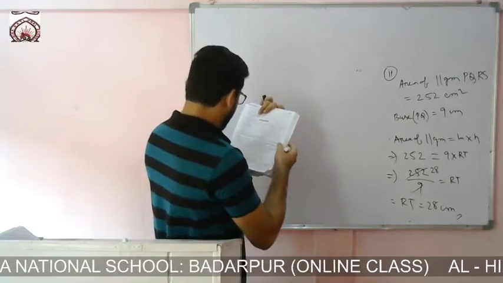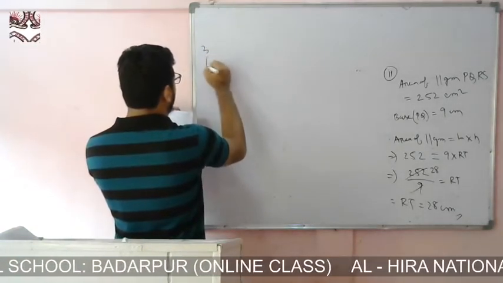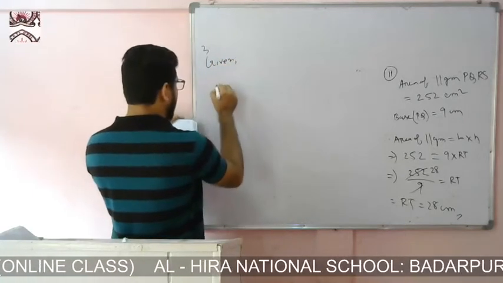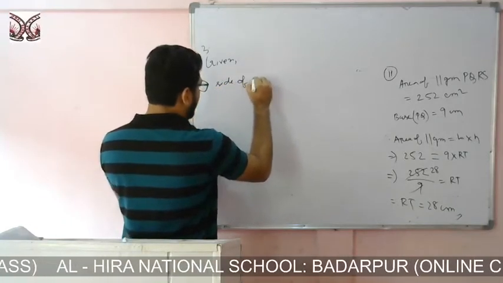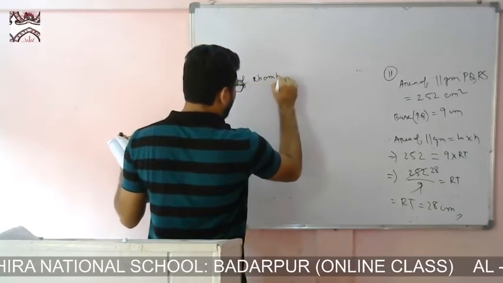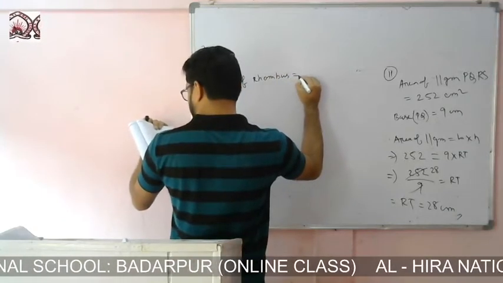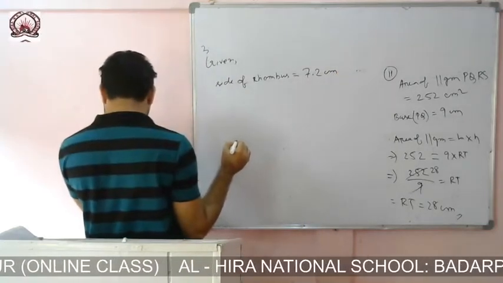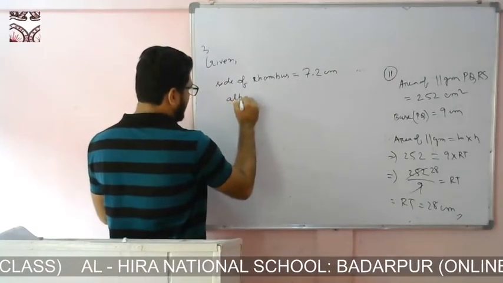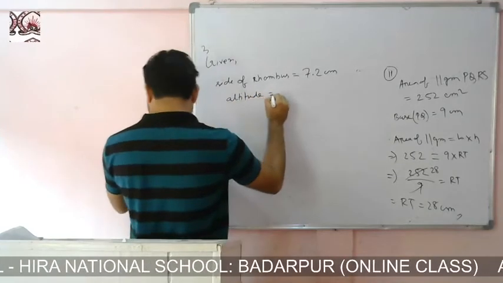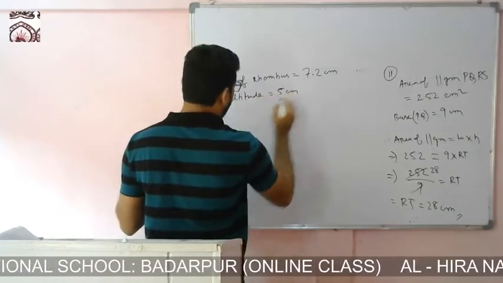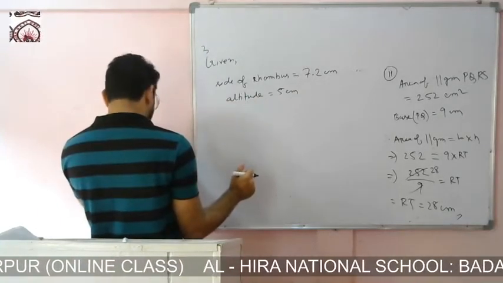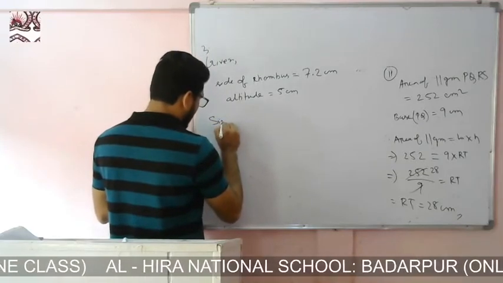Okay. So write number 3, given: side of rhombus equals to what? 7.2 centimeter. Okay, 7.2 centimeter. Altitude equals to what? 5 centimeter. Okay, altitude here you can say height also. Okay, now I have to find what? Find the area.